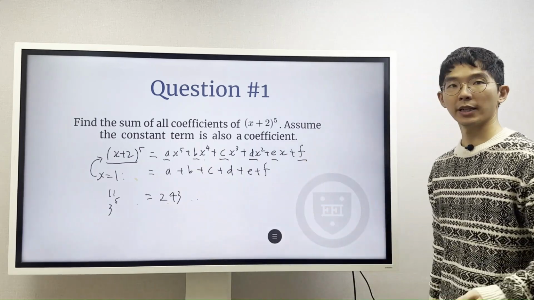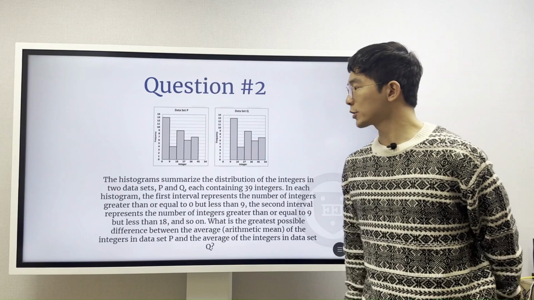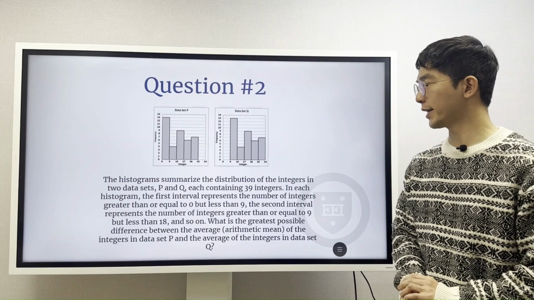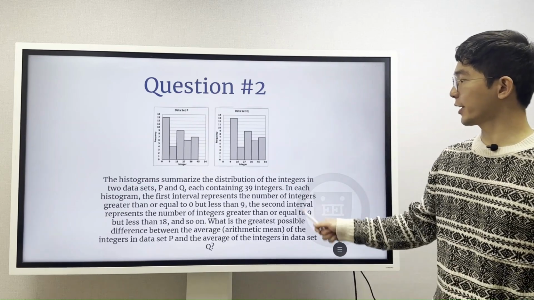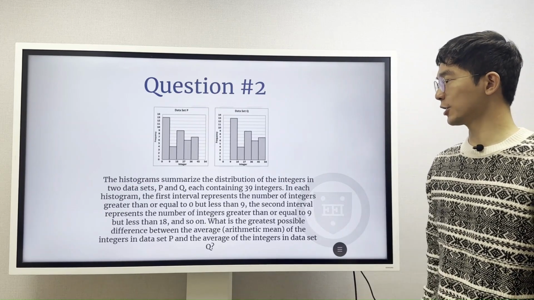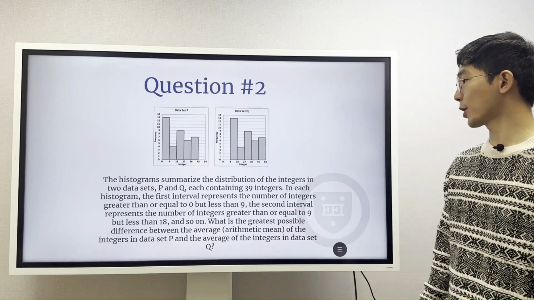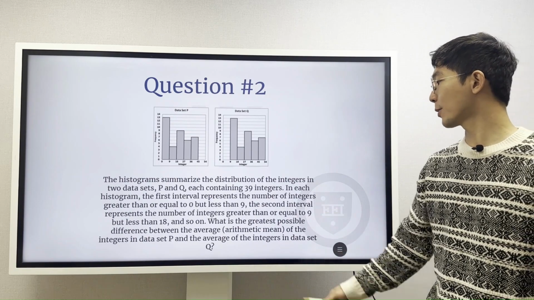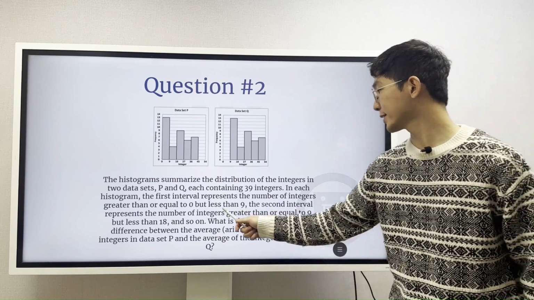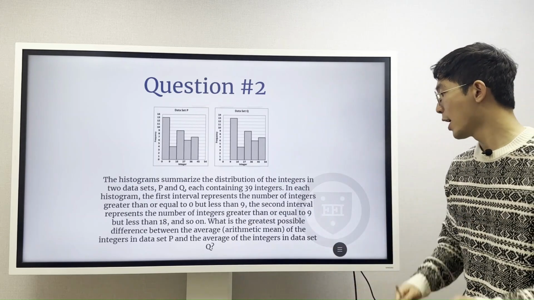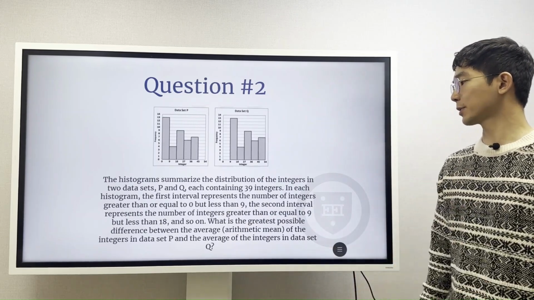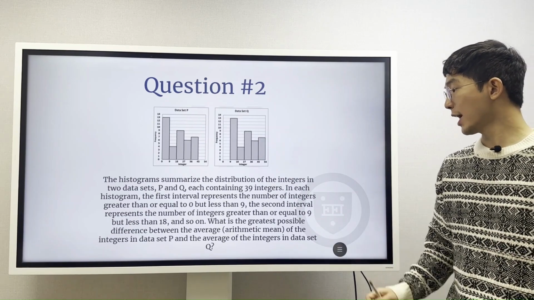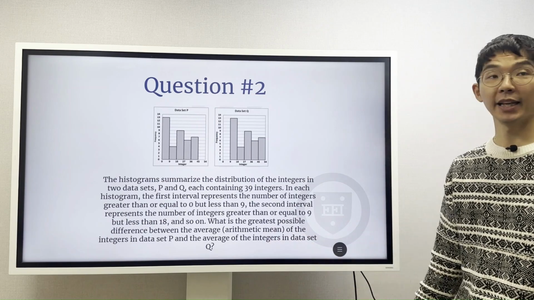All right, the next problem, question number 2. The histograms above summarize the distribution of the integers in two data sets, P and Q, each containing 39 integers. In each histogram, the first interval represents the number of integers greater than or equal to 0 but less than 9. The second interval represents the number of integers greater than or equal to 9 but less than 18, and so on and so forth. What is the greatest possible difference between the average (arithmetic mean) of the integers in data set P and the average of the integers in data set Q?